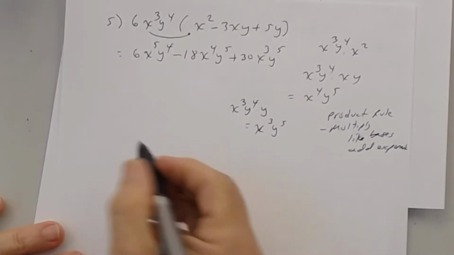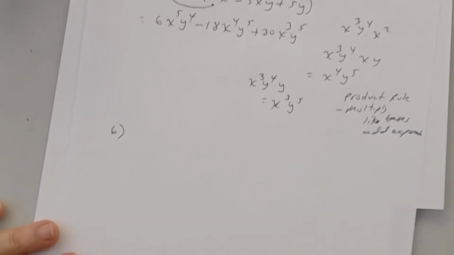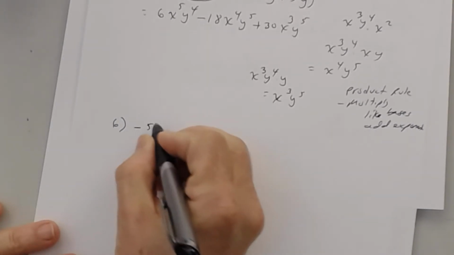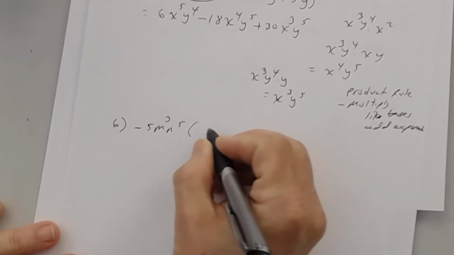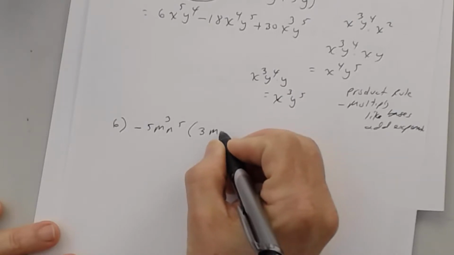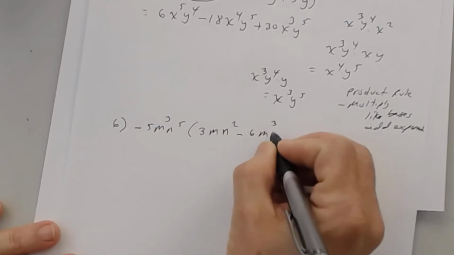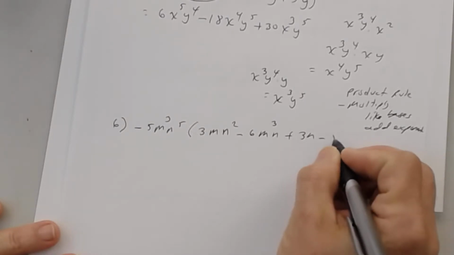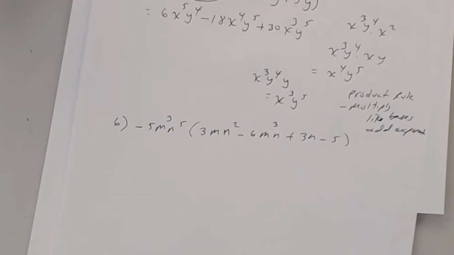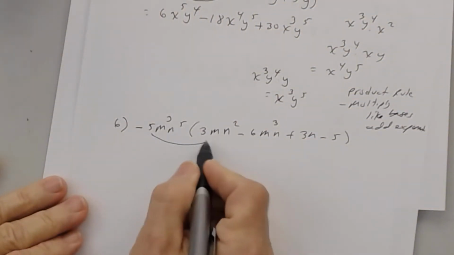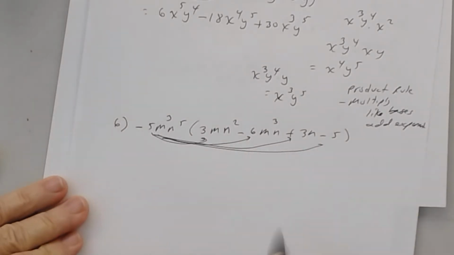All right. Now, let's look at 6. Is that a 3? Yes. Negative 5mn. So 3mn squared minus 6m cubed n plus 3n minus 5. So you multiply this. What property are you going to use? Distributive property. How many terms are inside that parentheses? Four. So there are 4. All right, so basically this times this, this times this, this times this, and this times this.